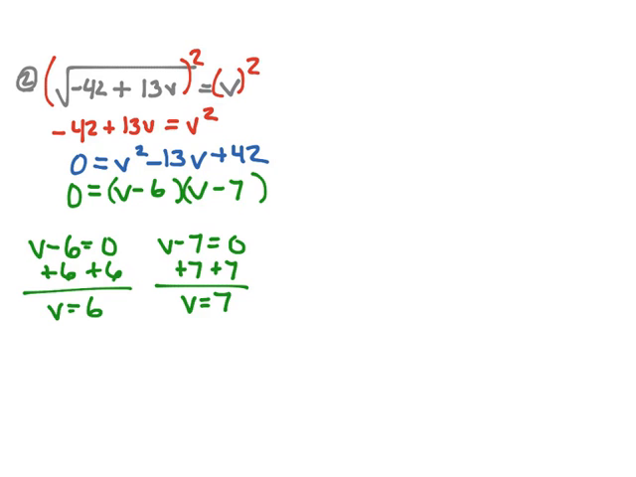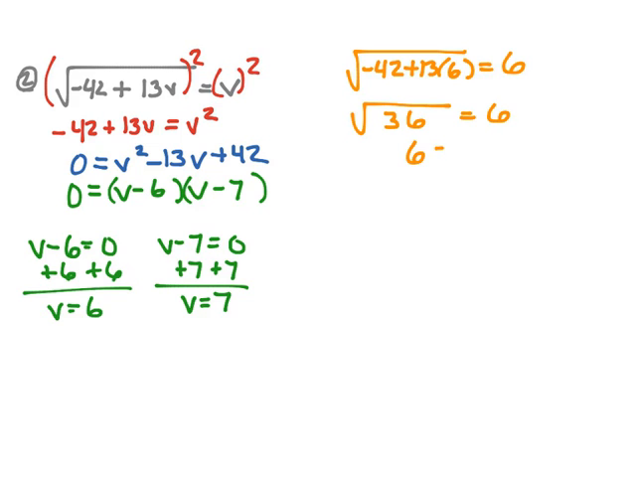However, we do have to check them, make sure that they actually work when we plug them back in. So I'm going to start by checking that 6. We're going to plug that in. So I'm plugging that 6 in for both of the v's. The first thing I'm going to do is find out what negative 42 plus 13 times 6 is, which in this case is 36. And if I take the square root of 36, that's a 6. And since 6 is equal to 6, we got a true statement. So 6 is definitely a solution.